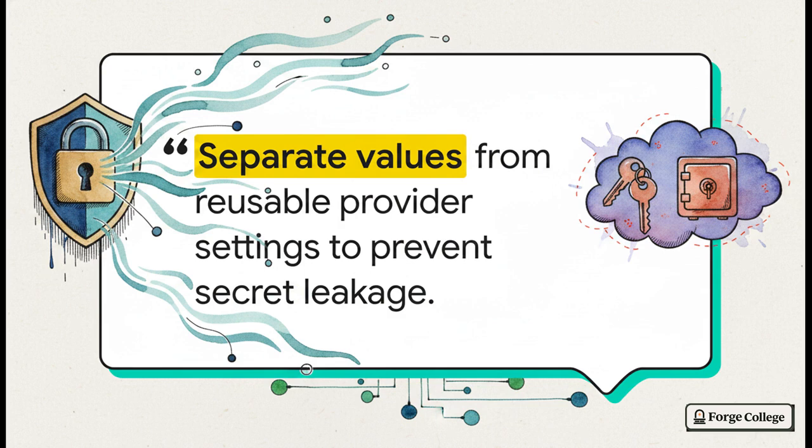And why is it so absolutely crucial? Well, because it inherently prevents accidental secret leakage. Your timeout settings and retry logic, those can be safely shared and committed to your repo all day long. But your API keys and specific gateways, keep those separated, keep them far away, and inject them only at runtime.